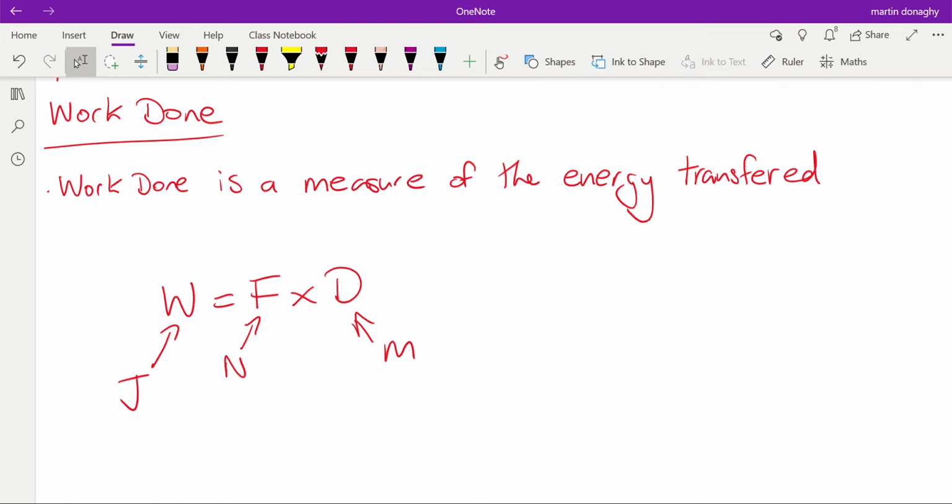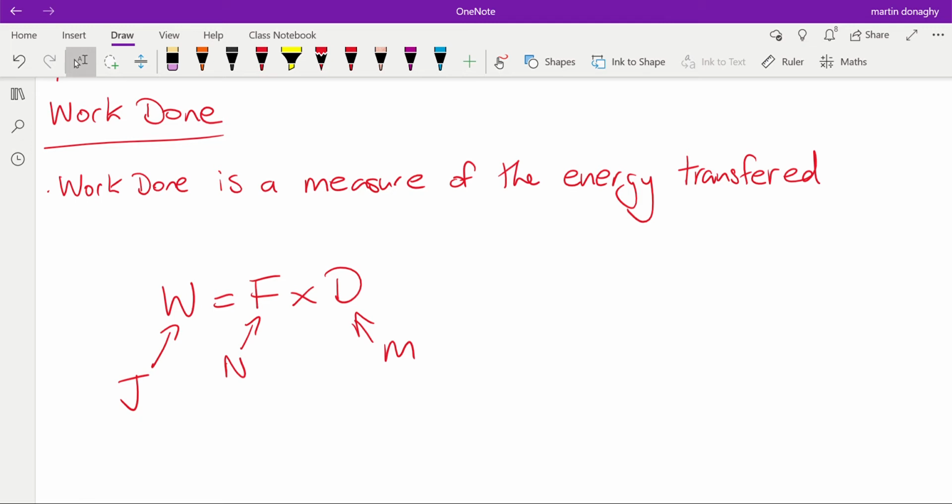Okay, in this video we're going to look at work done. Work done is a measure of how much energy has been transferred. It's not a type of energy like kinetic or potential or sound. It's a measure of how much energy has been transferred from one type of energy into another. So it's still measured in joules.